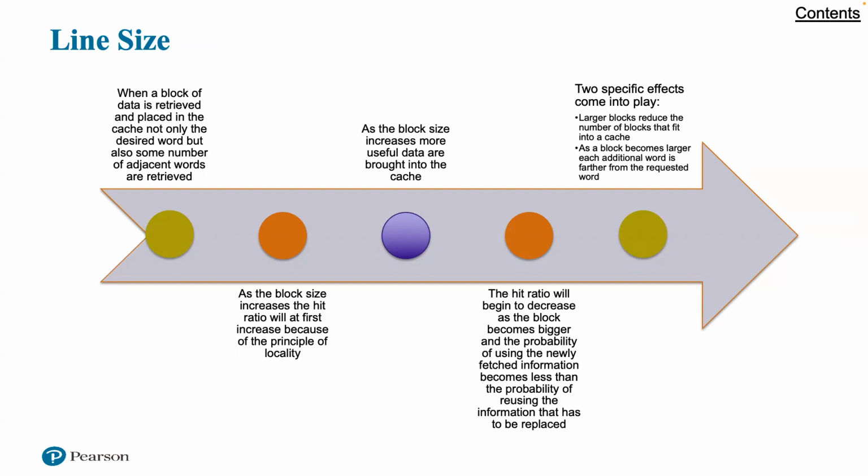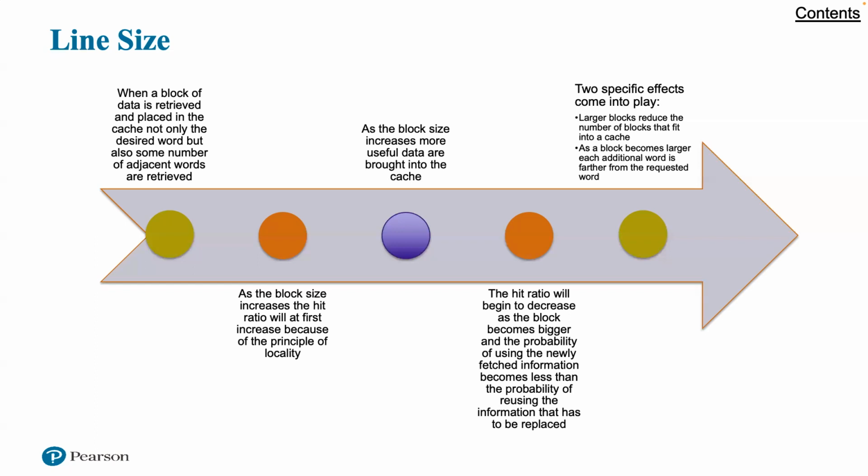As the block size increases, more useful data are brought into the cache. The hit ratio will begin to decrease, however, as the block becomes even bigger and the probability of using the newly fetched information becomes less than the probability of reusing the information that has to be replaced. Two specific effects come into play. Larger blocks reduce the number of blocks that fit into a cache, because each block fetch overwrites older cache contents. A small number of blocks results in data being overwritten shortly after they are fetched. As a block becomes larger, each additional word is farther from the fetched word and therefore less likely to be needed in the near future.